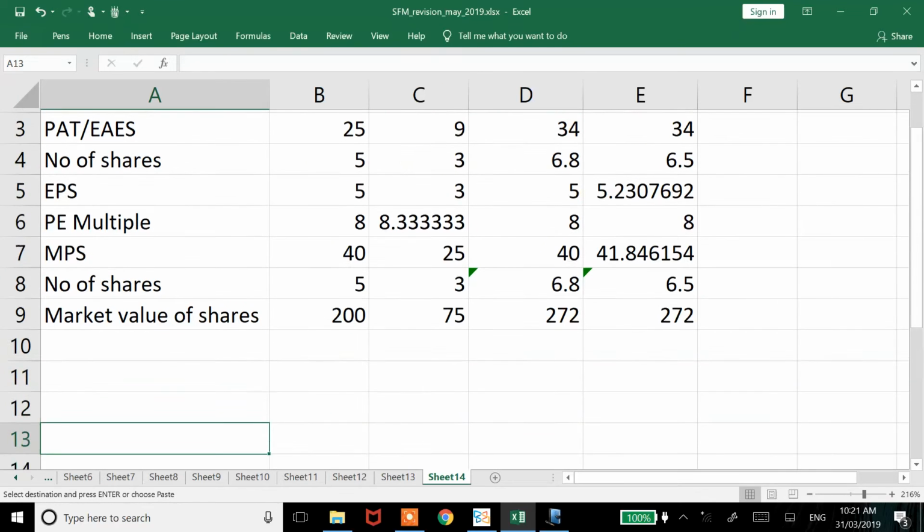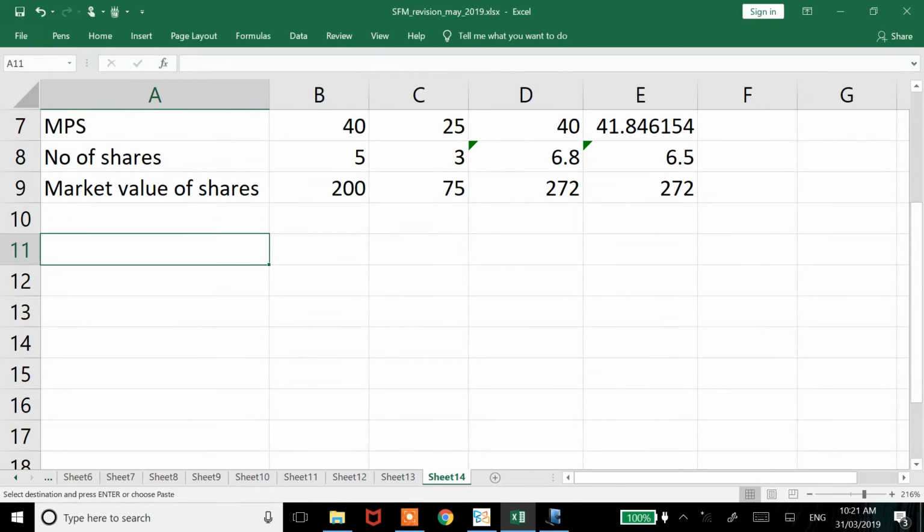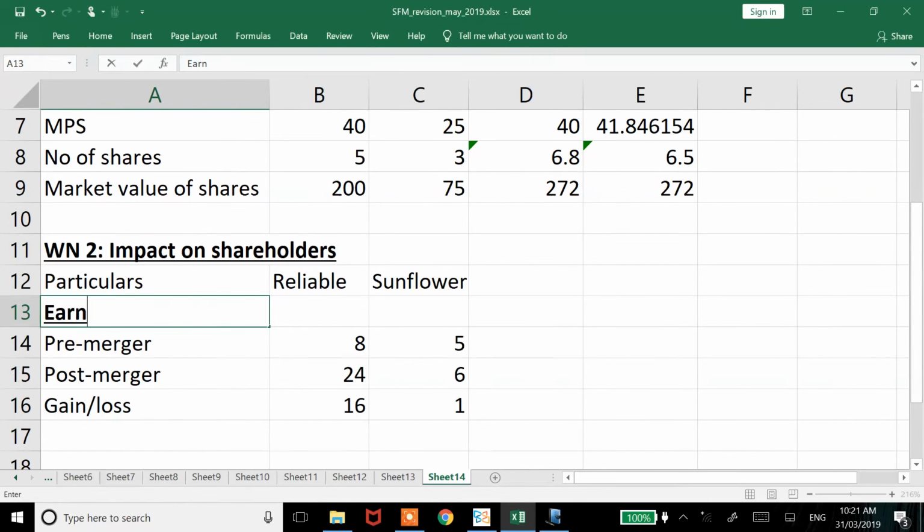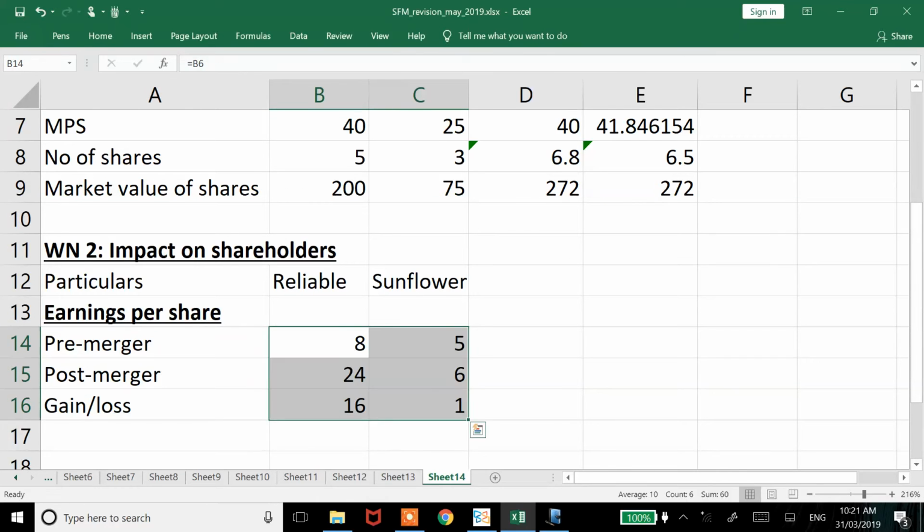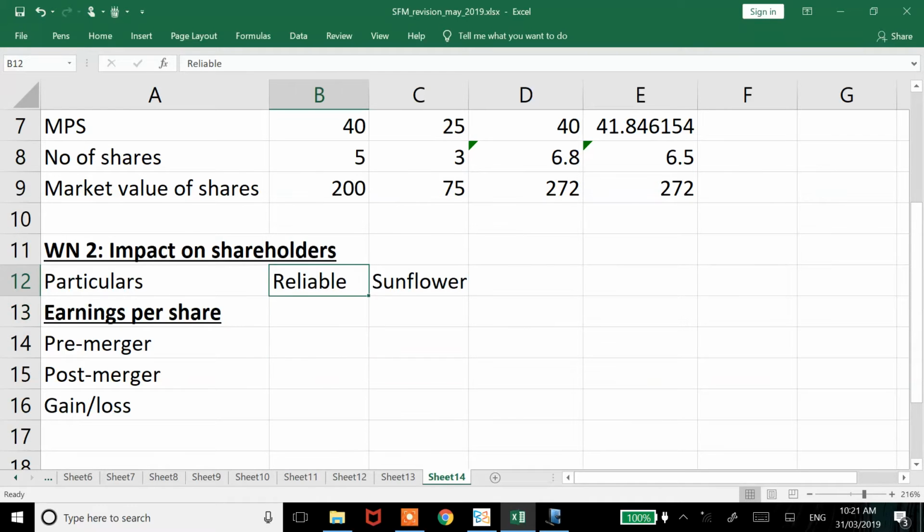In this question, they want the effect to be measured through earnings per share. So you can tell me these numbers. Pre-merger, what was the earnings? Post-merger, what is the earnings for entity 1, entity 2, and then we get the profit or loss.